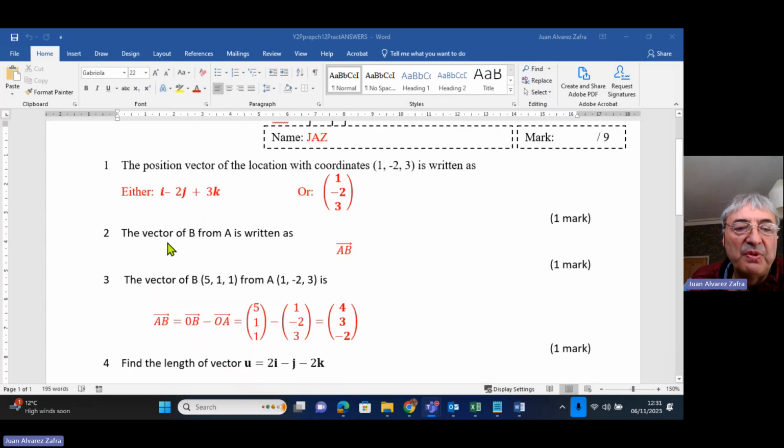And then the notation for the vector of B from A, so that's the vector from A to B, is the vector AB with an arrow indicating from A to B.